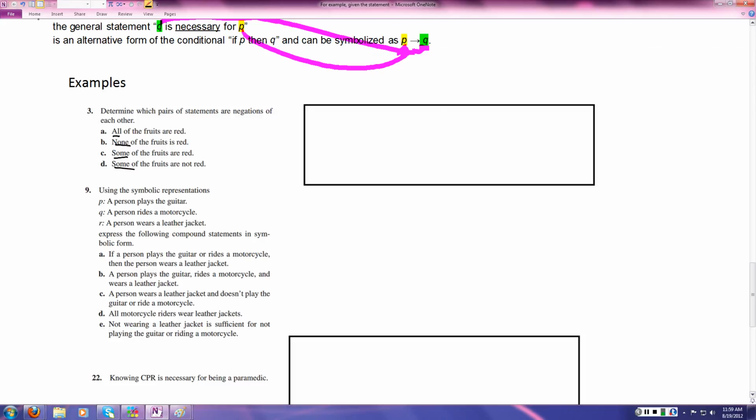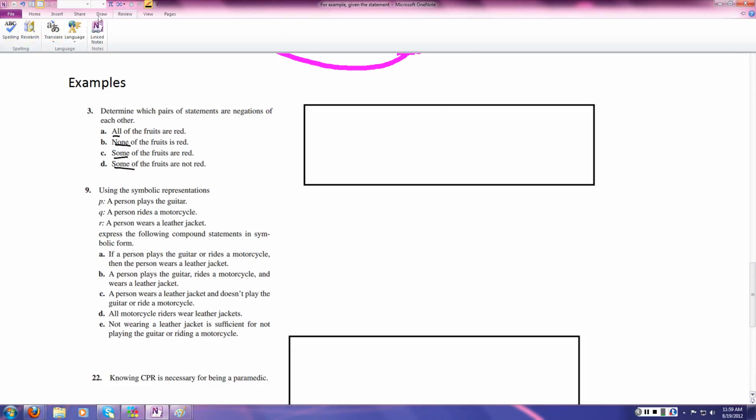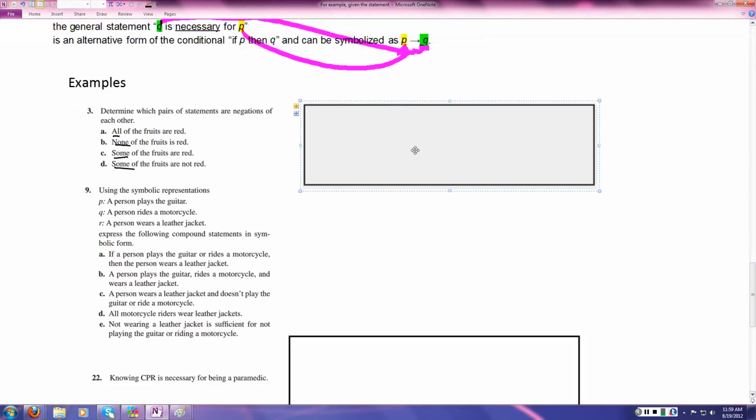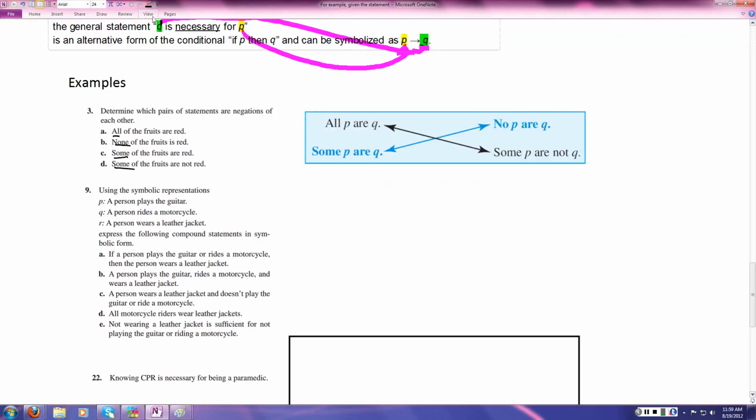So keep in mind, if you remember the little picture we had before, all P are Q. So we have all the fruit are red. The negation of that would be some P are not Q, so some of the fruit are not red. So A and C are negations of each other.